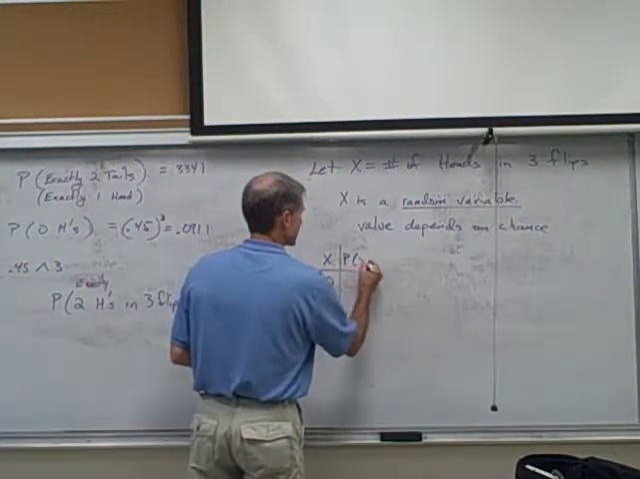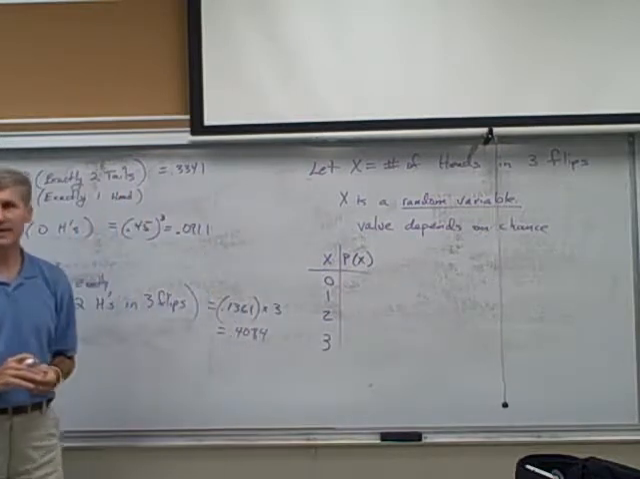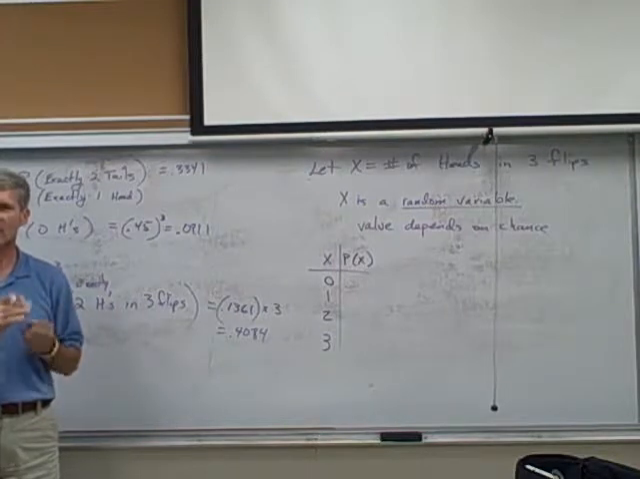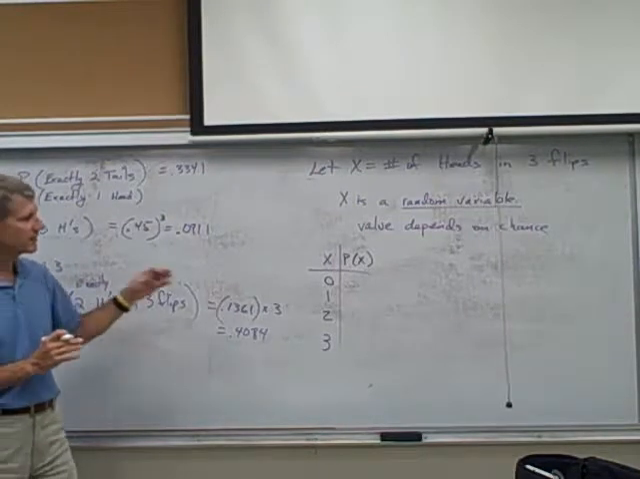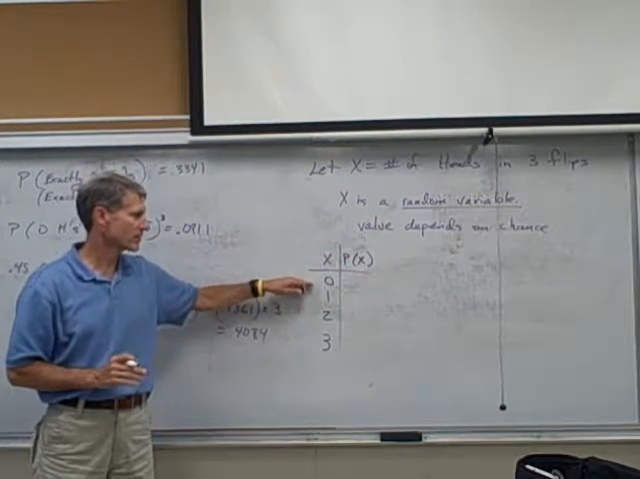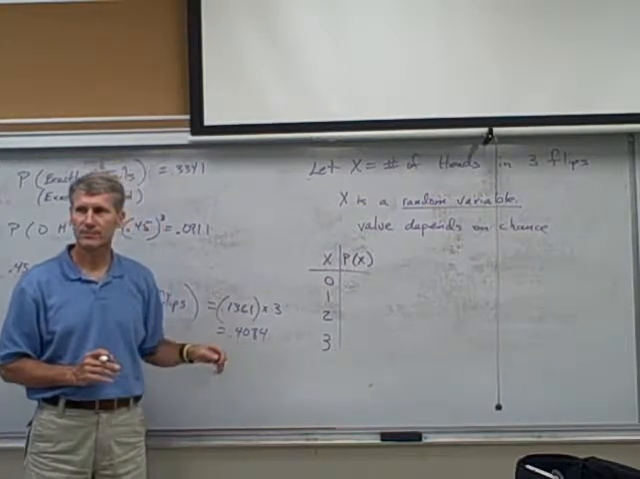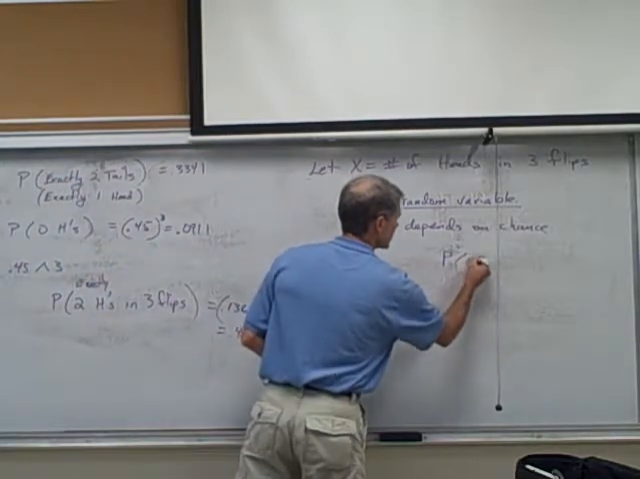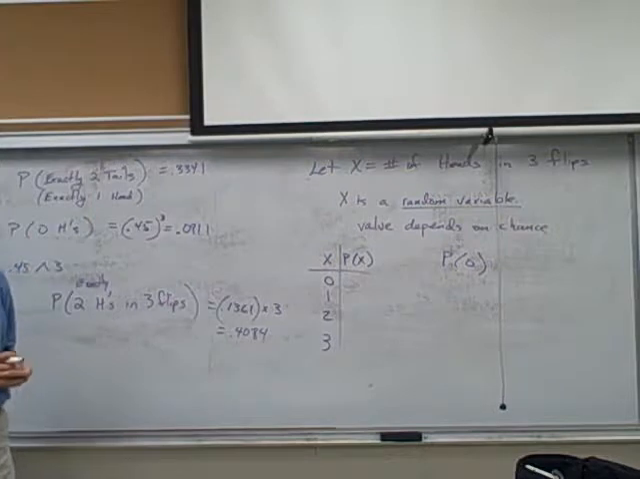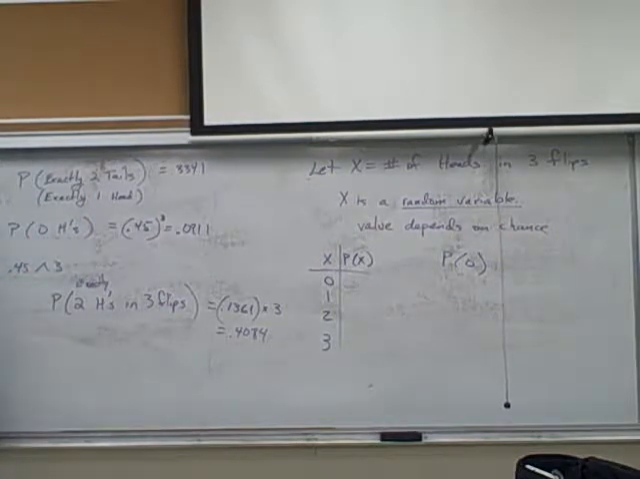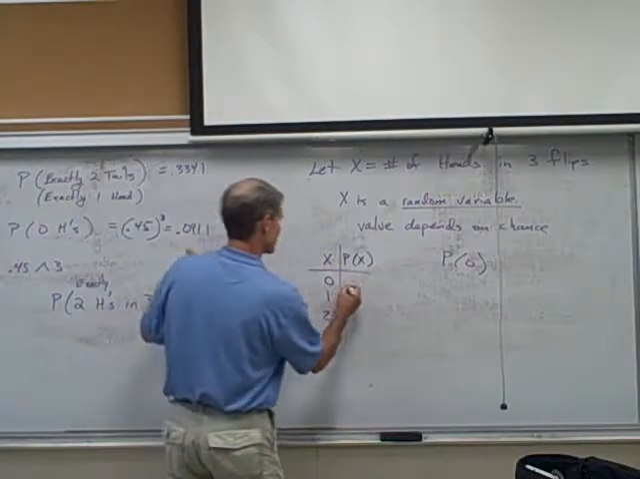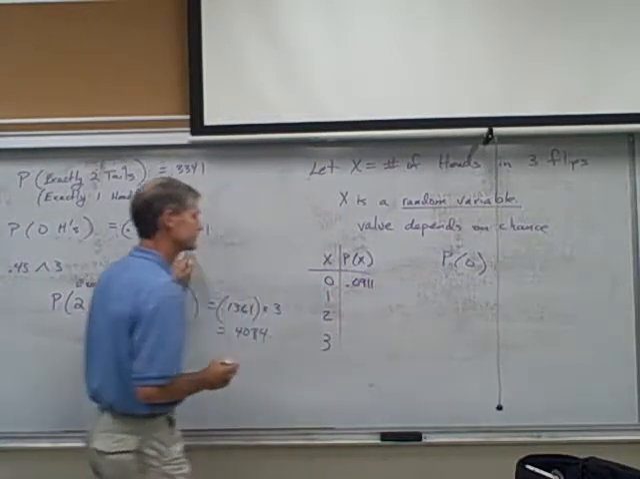If I write out beside each of those p of x, then I'm saying the probability of that value of x. So it's kind of shorthand notation for probability of 0 heads. I can just say probability of 0. Probability of 1. So what is p of 0? Like 0.0911. Right? We already did that. So 0.0911.